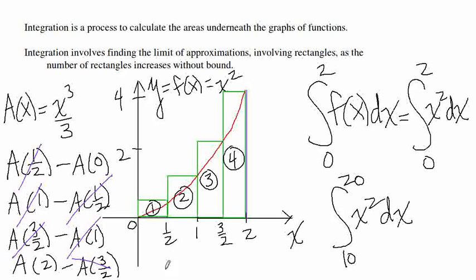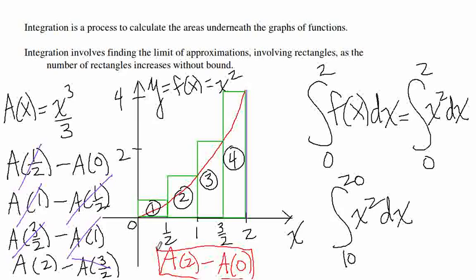I'll write it below my area that I'm interested in. It's A of 2 minus A of 0. That was the only thing left after all the carnage, right? So I can calculate the sum of the areas of those 4 rectangles by finding that difference.